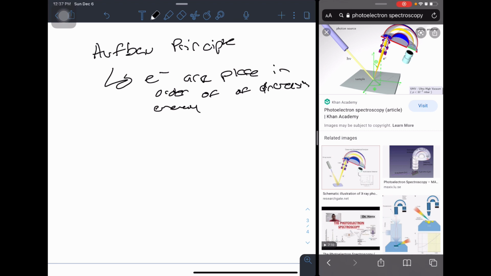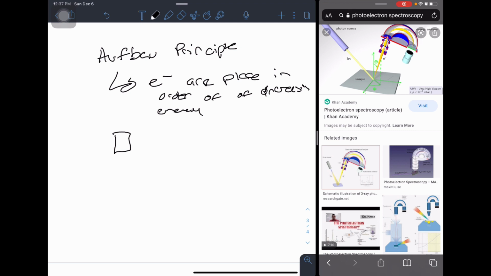Pauli exclusion principle. If 2 electrons are in the same orbital, they have to have different spins. So when you have 2 electrons in the same orbital, one has to be spin up, one has to be spin down.